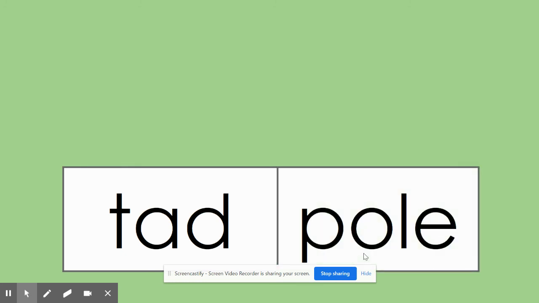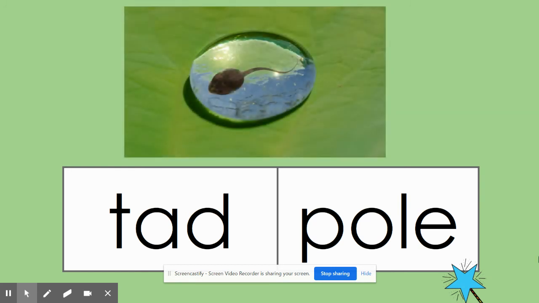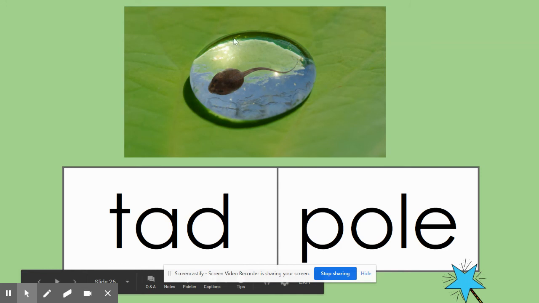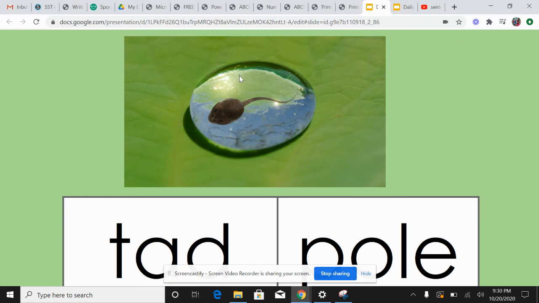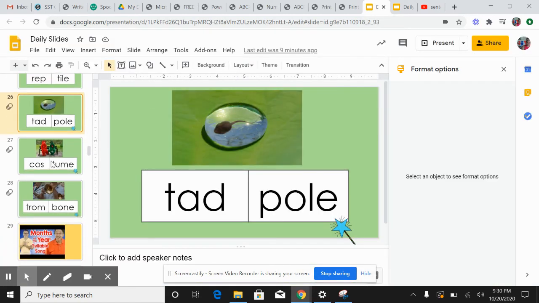Tadpole. Tadpole. A tadpole is a baby frog. See? So tiny in there, right? It almost looks like an eye, but that's the tadpole. So again, you're going to read these by yourself, okay?